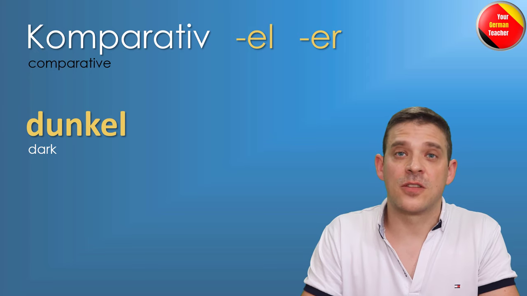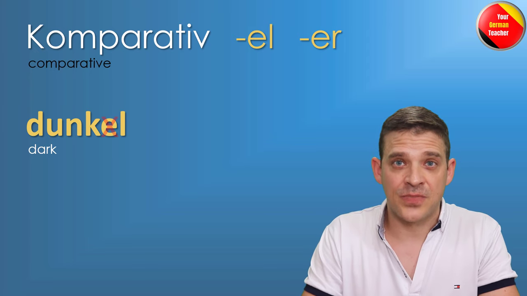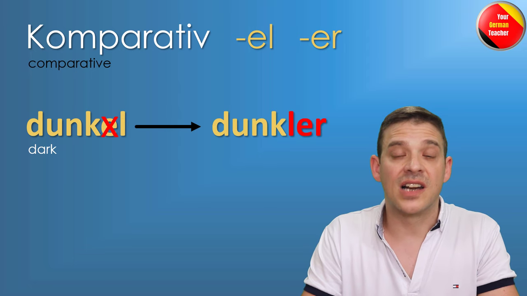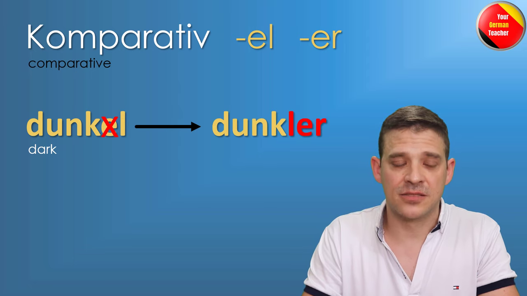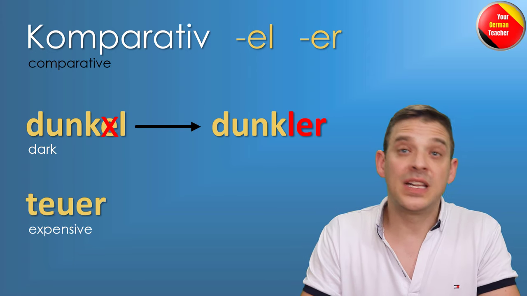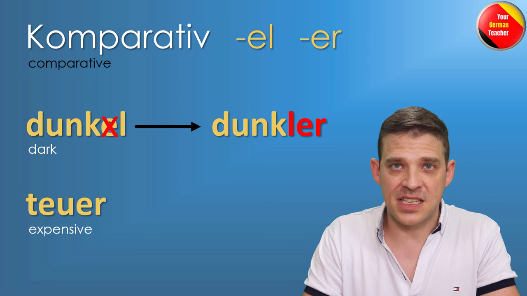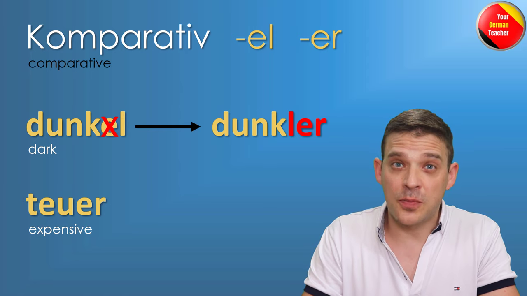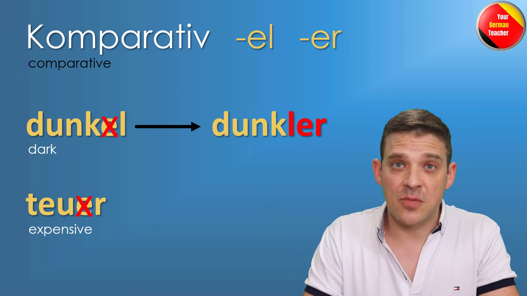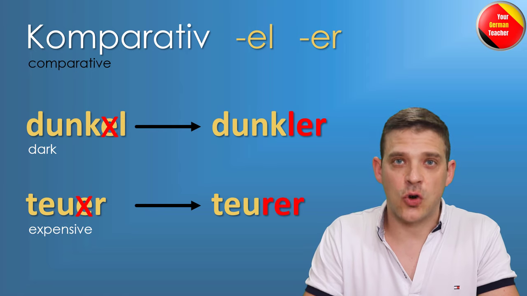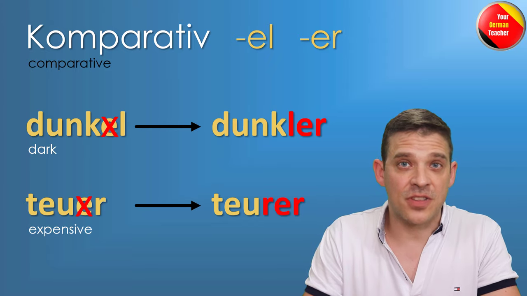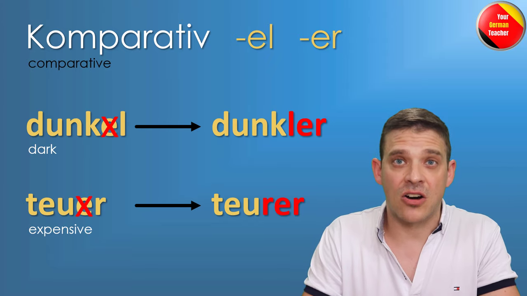What do you have to do? You just drop this E and you add ER. So it becomes dunkler. Drop the E, add ER. Oder ein anderes Beispiel, teuer. Teuer is expensive. The same thing, you drop the last E, and you add ER. So it becomes teurer. And this you have to do for all adjectives ending with EL or ER.